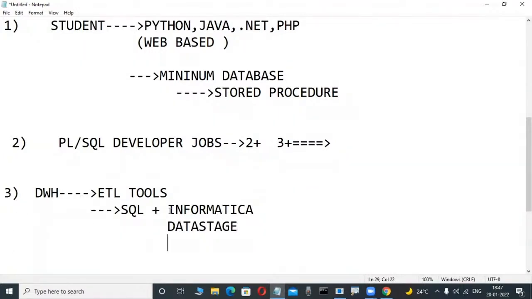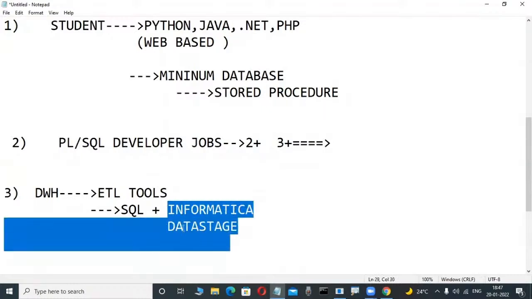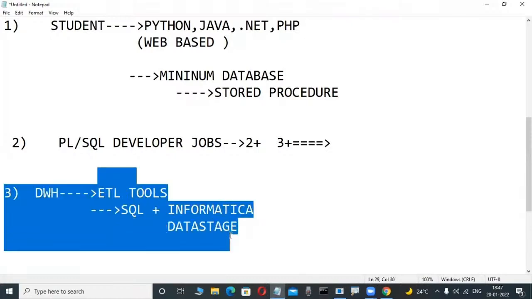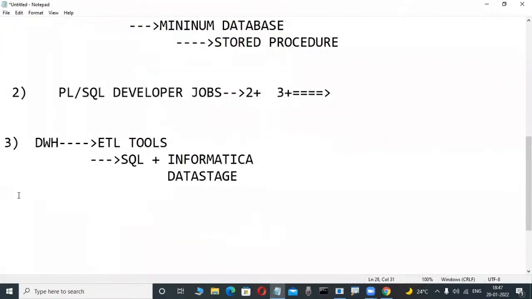These ETL tools have a graphical user interface. They are learning them, and minimum SQL knowledge is required. That's why they are learning these courses for these jobs. Then business analysts, that is a reporting programmer. They learn reporting tools only and easily get jobs.